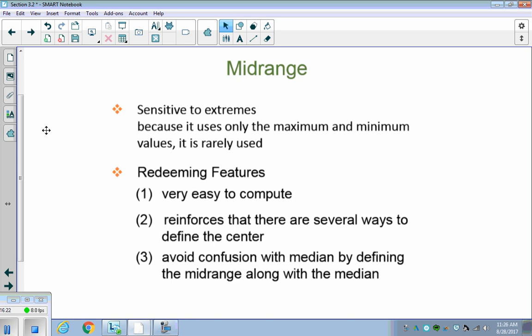So, how many different ways? We have mean, median, mode, mid-range. And we can see where some would work for some data and it was still the measure, it's just not a good measure.